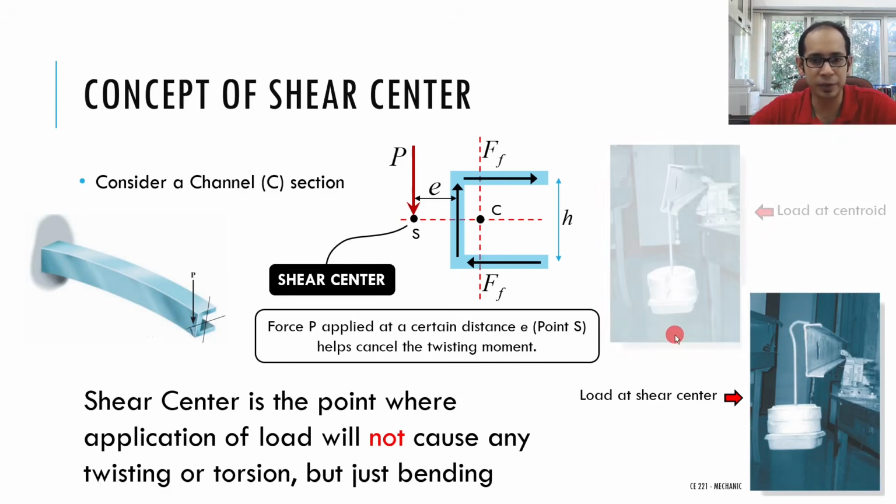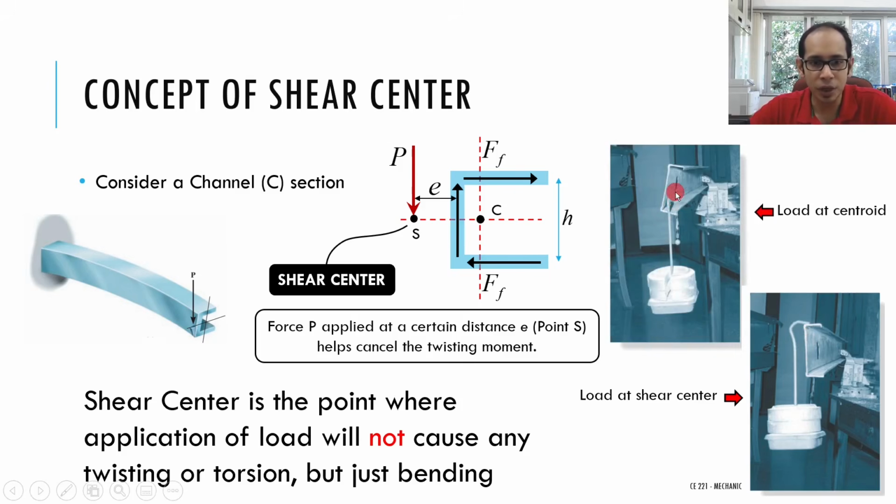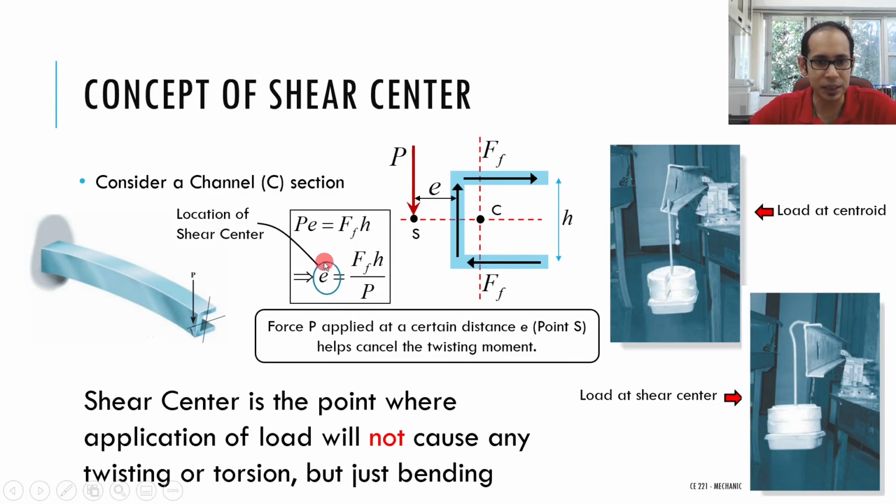So let's compare it with the previous figure that we saw. When the load was acting at the centroid, you were having bending and some kind of clockwise twisting. Now I have applied the load at a certain distance to the left, such that you are having only bending and no twisting. So this e is exactly the formulation that we wrote, that is P times e. This is again the P, the internal shear that is developing, that is V equals P. So P times e is F_f times h. So e gives you the location of the shear center in this particular case.